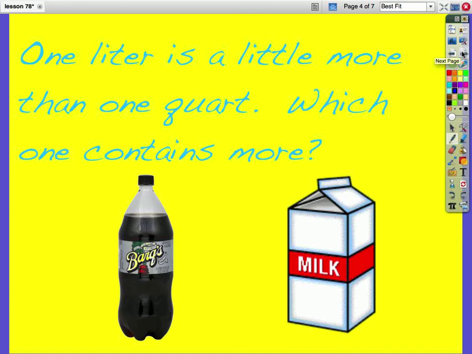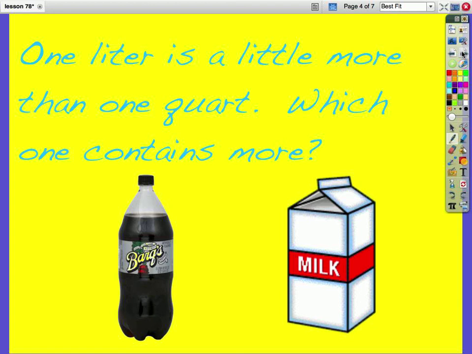Now, listen to the sentence. It says 1 liter is a little more than 1 quart. Once again, 1 liter is a little more than 1 quart. So which of these is going to contain more? A 2 liter bottle of pop or a 2 quart thing of milk? Okay, so we have Bard's root beer, my favorite root beer, favorite pop, 2 liters. We have milk, good for you, we got 2 quarts. Which one's going to have more liquid in it?